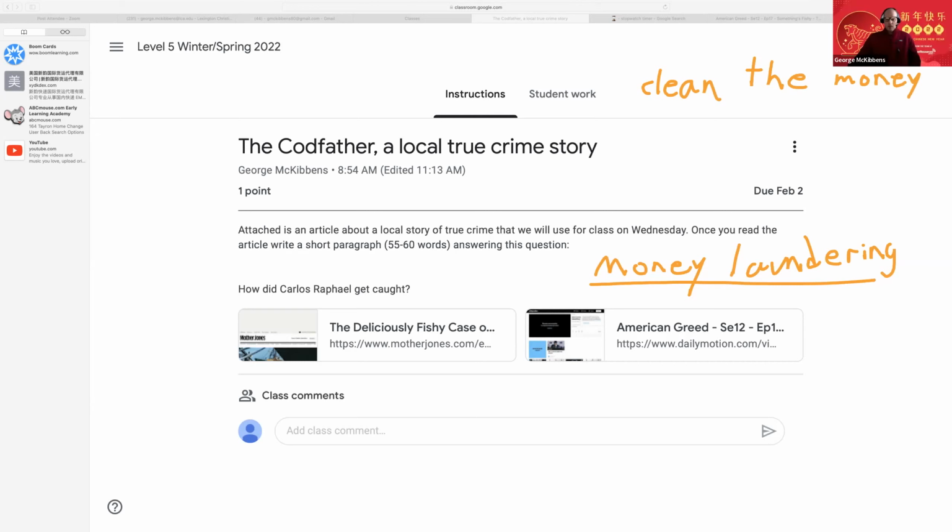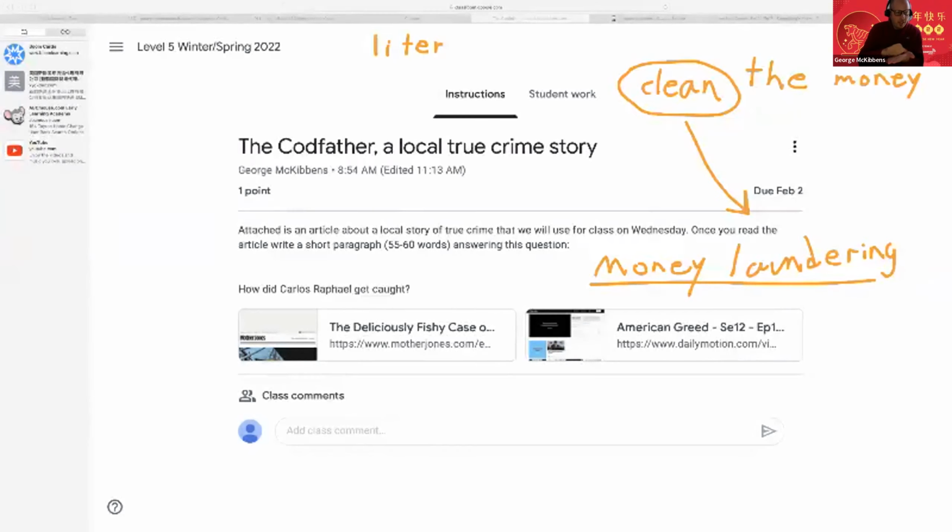Well, let's think about this word cleaning. Why would something need to be cleaned? Is this a literal or a figurative word? We mean cleaning the money, but do we mean taking your money and actually cleaning it like this? No. Right. So that's not literally cleaning your money. It's what's called figurative, metaphorically. So it's not literal, it's figurative. Cleaning the money is money laundering.